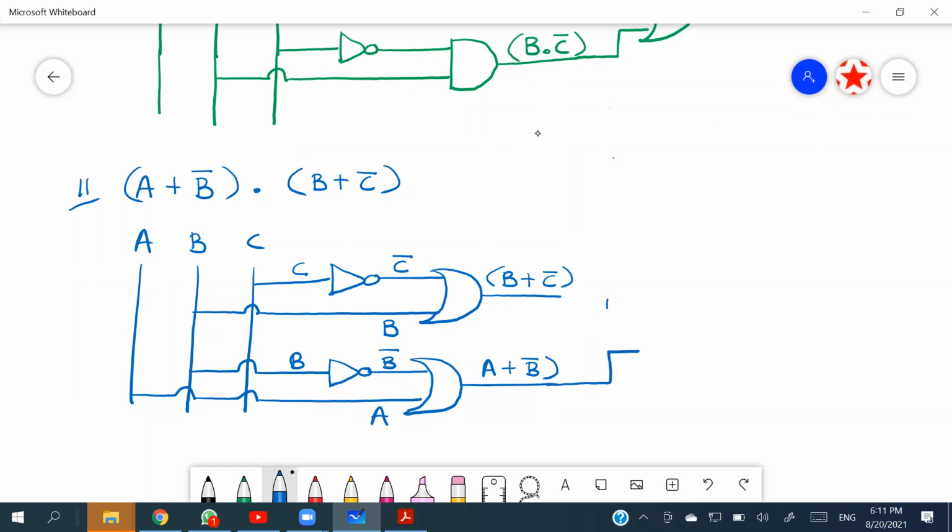Then you are going to put it through an AND gate, because you have a dot in between the brackets right over here. So this will give you the final output, which is (A plus B bar) dot (B plus C bar), right? So that's going to give you the second circuit. If you got any mistakes, do the corrections. And if you have any questions, you can ask me.